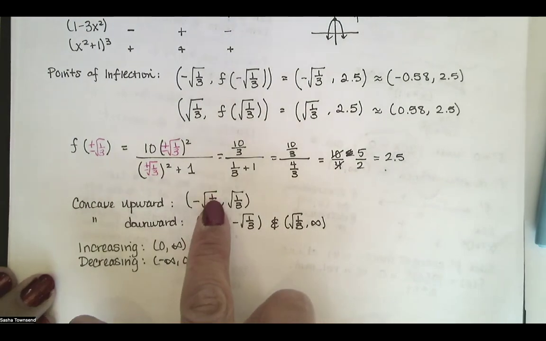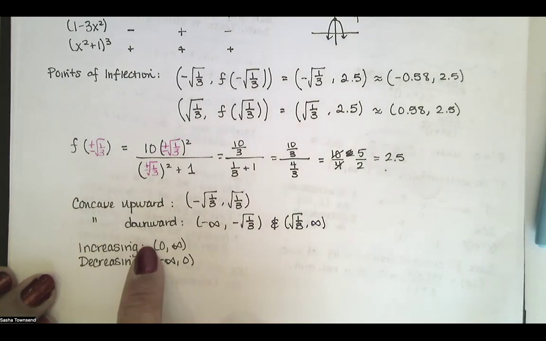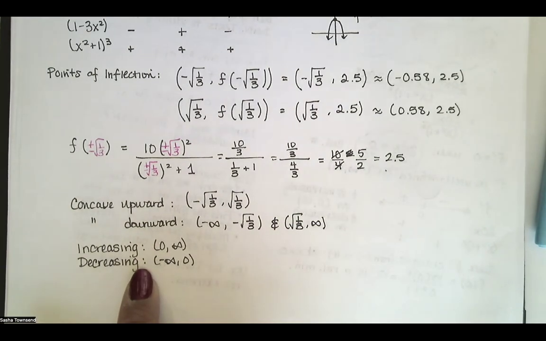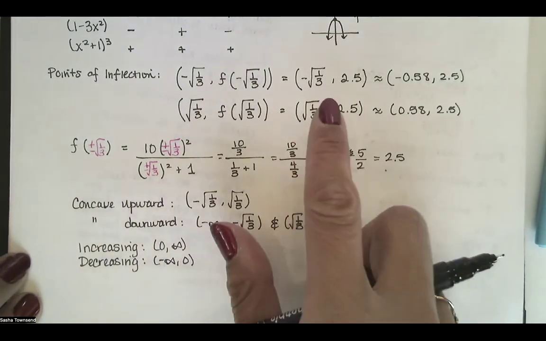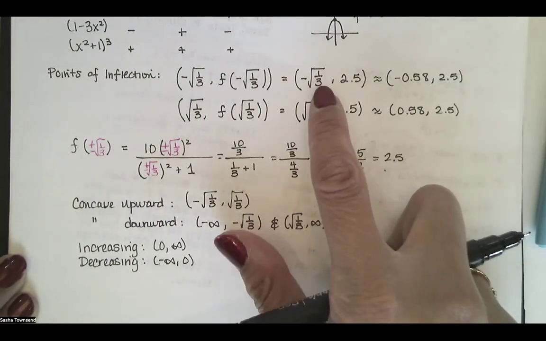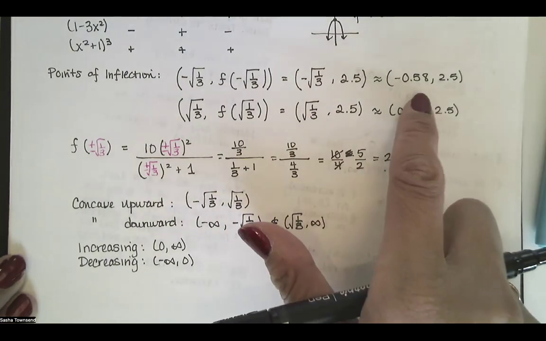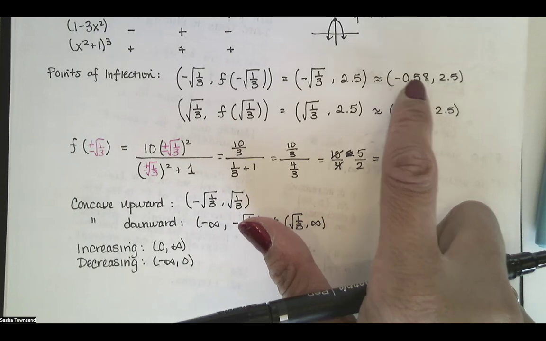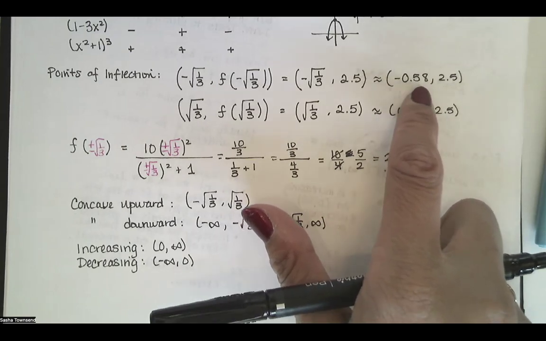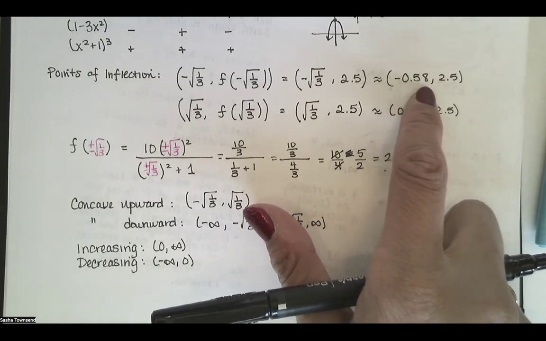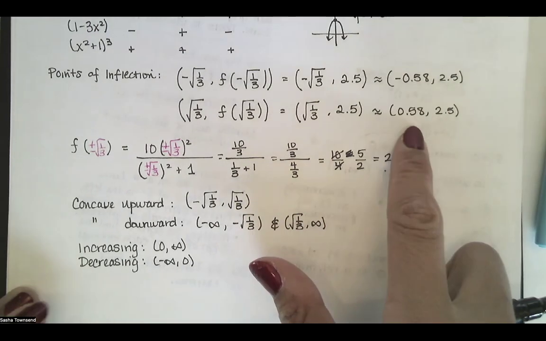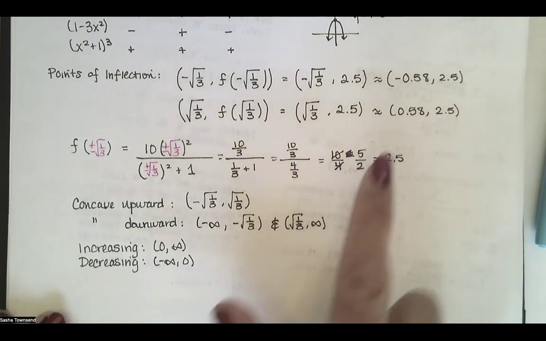Okay, so we know where our graph is concave upward and concave downward. We know where it's increasing and decreasing from our work on the previous page. I did use the calculator to approximate those values, and they're approximately plus or minus 0.58. It's actually 0.577. So those are our points of inflection.